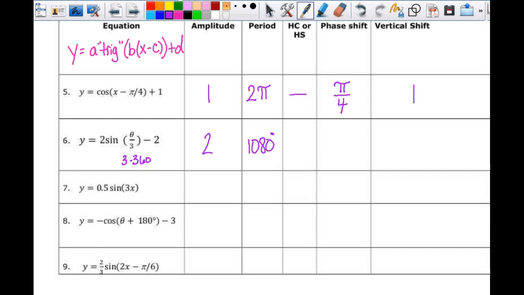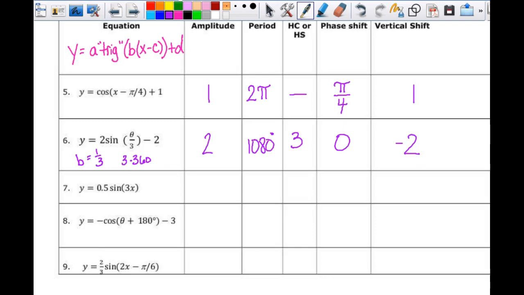Horizontal stretch or compression, well, there is one because b is equal to 1/3. And since b equals 1/3, you do the opposite. So instead of multiplying by 1/3, you divide by 1/3, which is the same as multiplying by 3. Your phase shift, there isn't a c, so there is none, so it's 0 or none. Then your vertical shift is -2.